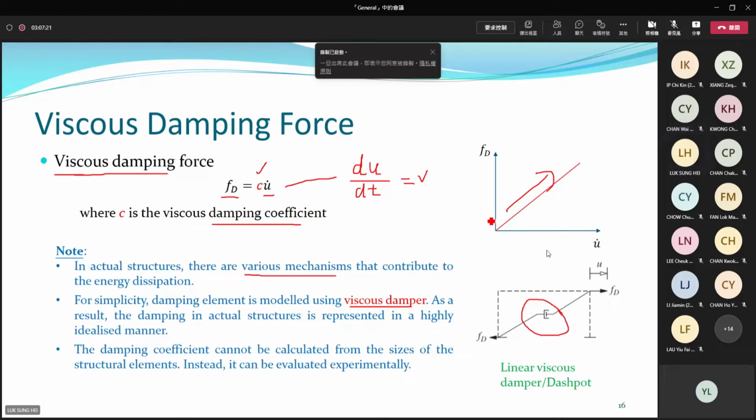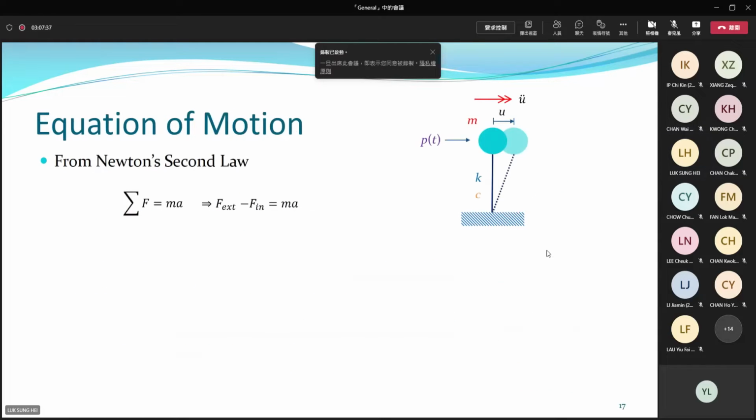Okay, so we have had a little bit of discussion about what stiffness is and what damping is. Damping is quite complicated. There are many mechanisms, but in the model, we just use one single constant to describe the whole thing. So finally, we go to our formulation.